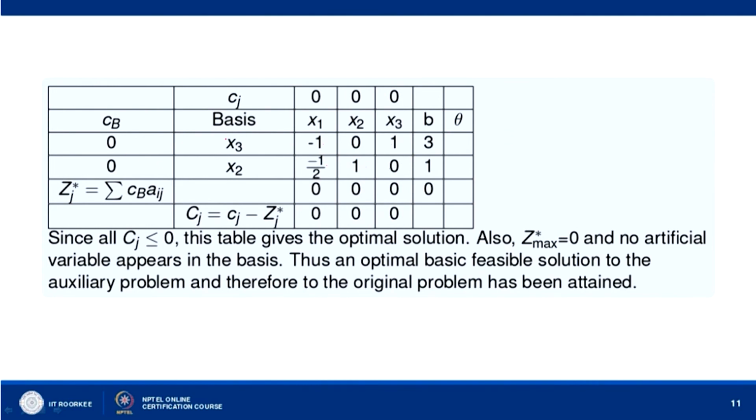So, z j star, 0 into minus 1 0, this is 0. So, this 0, 0 into 0, 0 into 1, so these are all zeros. Okay. And then C j minus z j star. So, 0 minus 0, 0 0 0. Okay. Now, C j is less than or equal to 0. So, this table gives us the optimal solution.